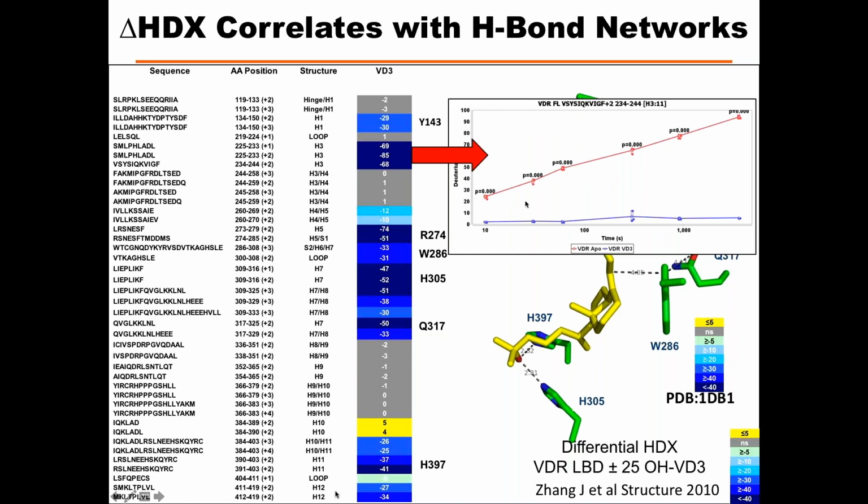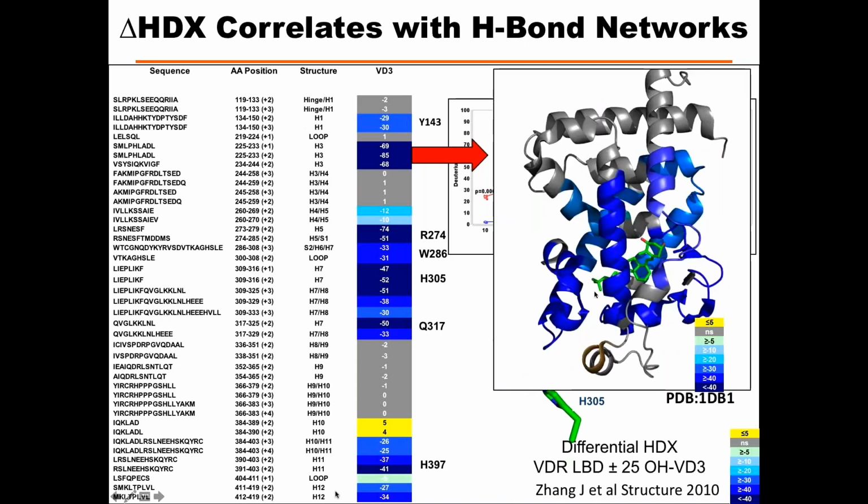This shows you how dramatic the protection can be. This particular peptide within helix 3 of the protein has moderate exchange characteristics. When you add 1,25 D3, over the entire time course it basically doesn't exchange at all. So there's dramatic protection. You can overlay it onto the three-dimensional structure, and it correlates nicely with the region surrounding the ligand binding pocket.